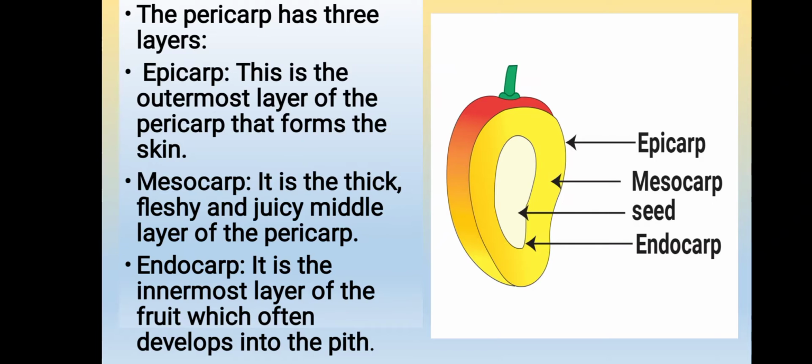So the pericarp, once again let us learn the different layers of the pericarp. The pericarp has three layers: epicarp, mesocarp, and endocarp, and you have the seed in the middle. The epicarp, this is the outermost layer of the pericarp that forms the skin. Mesocarp, it is the thick, fleshy, and juicy middle layer of the pericarp. Endocarp, it is the innermost layer of the fruit, which often develops into the pith.